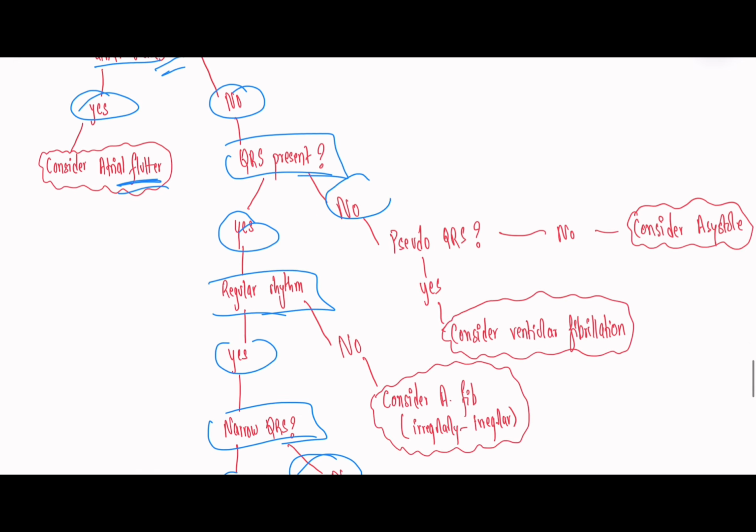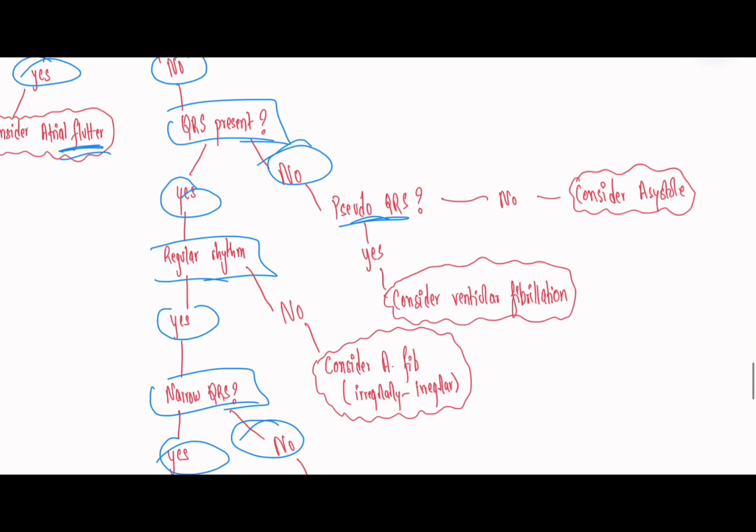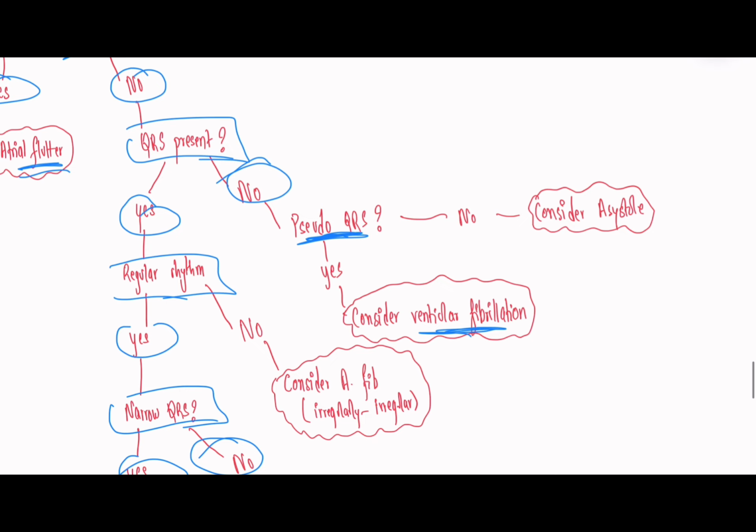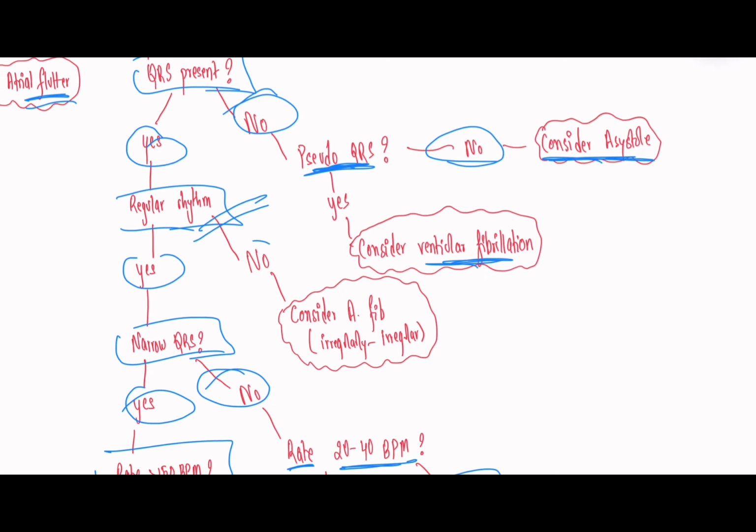Now, if there is an absence of QRS but presence of pseudo QRS, we call it ventricular fibrillation. If pseudo QRS is absent, we call it asystole. For the rhythm, if it is regular, then; if it is absent, we call it atrial fibrillation, irregular.